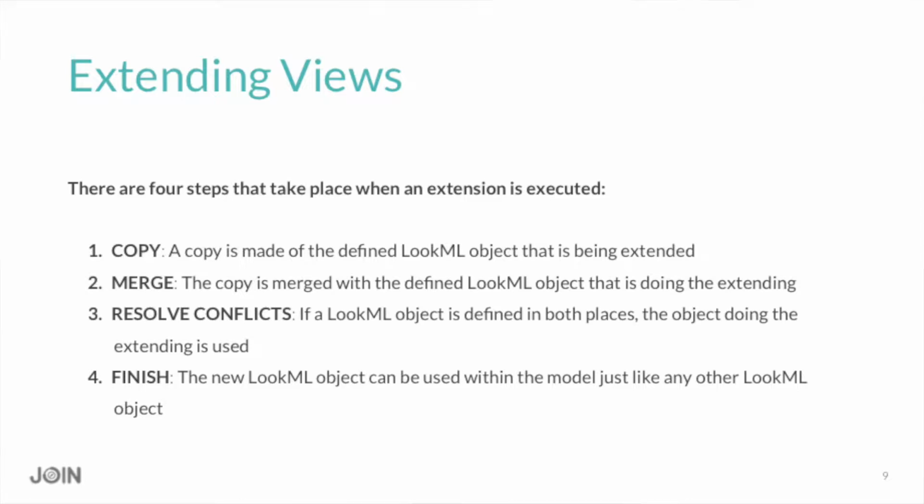So step 1, the copy step, is really straightforward. We simply take that base view, that original view that we're looking at, and we make a copy of it. So all of the action here is taking place in that middle column, if you see on the slides. And then we take our new code set, and we merge that into the copy that we've created.